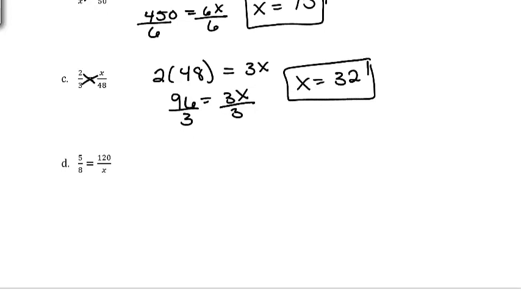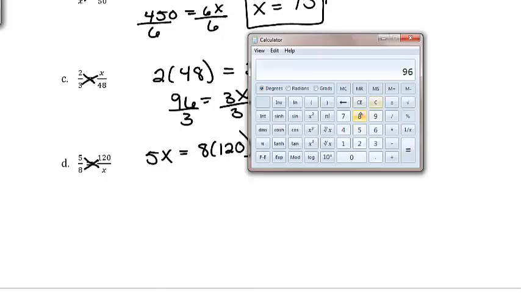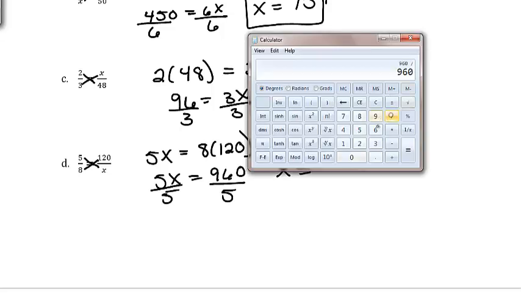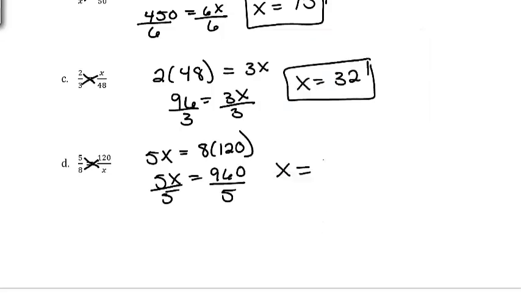In our next problem, we have 5/8 equals 120 over x. Again, we're going to cross multiply. That gives us 5x equals 8 times 120. And now 8 times 120 gives us 960. And then we want to divide both sides by 5. And so divide that by 5, and we get 192.